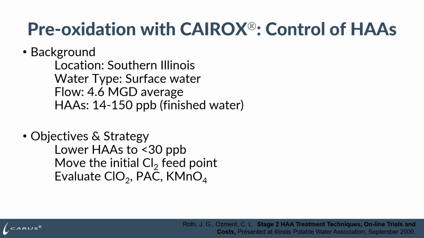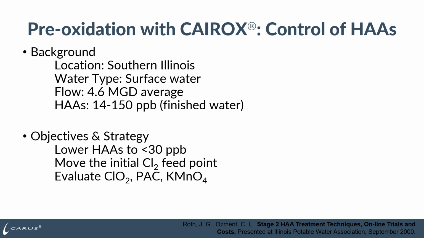Another case study here, this one's specifically looking at HAAs. This was the Southern Illinois surface water plant, about 4.5 MGD. And their HAAs, depending on the time of the year, could be anywhere from 14 to 150 parts per billion. So their goal was they would have loved to be below 30 parts per billion, so half of the 60 part per billion regulation.